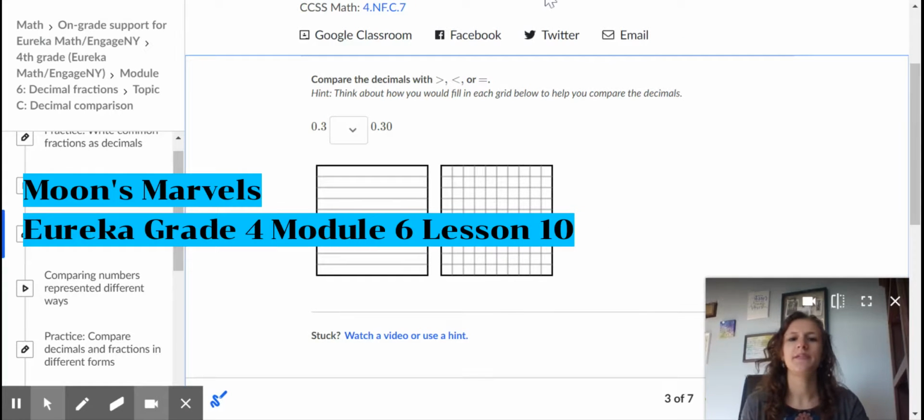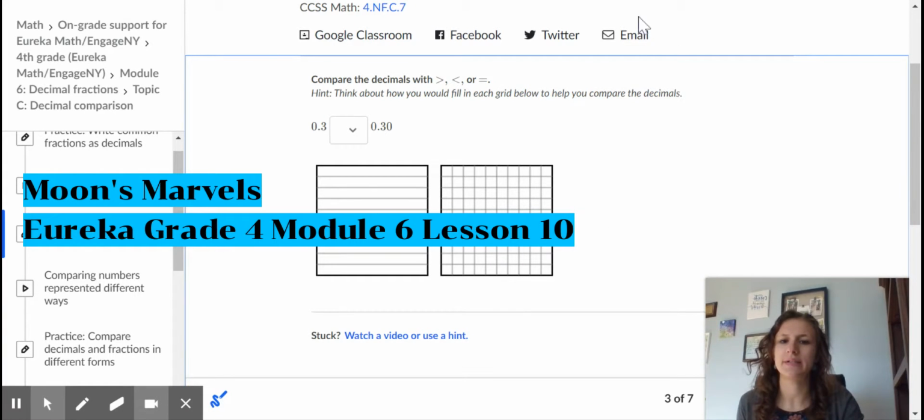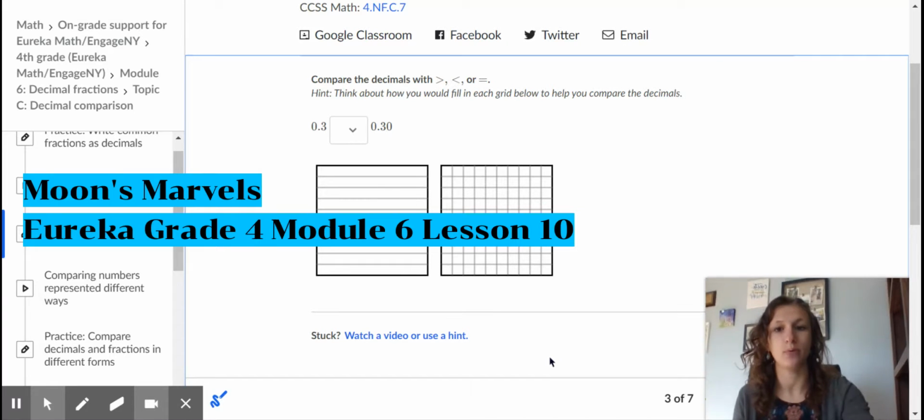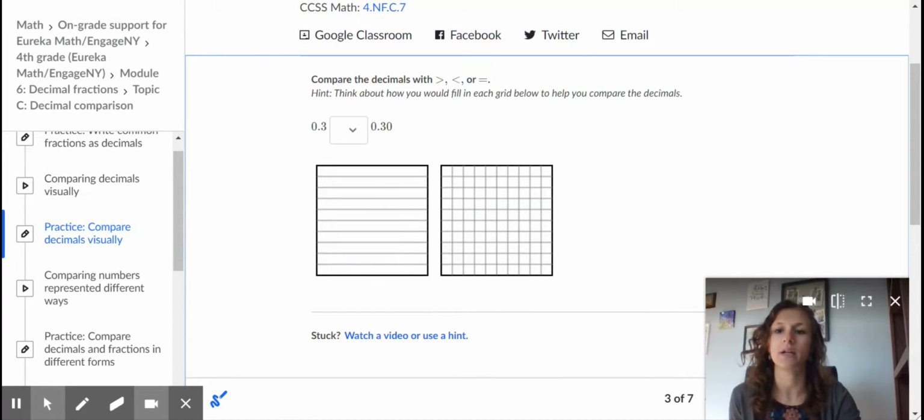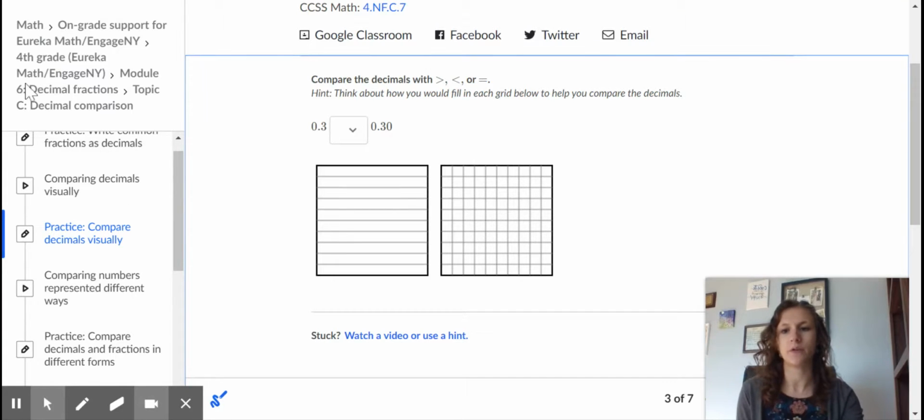Hi everyone. So we are here to go over some practice problems that align to Eureka Grade 4, Module 6, Lesson 10, or specifically what we went over at the community on April 21st. We'll be using Khan Academy to do this. Specifically, we are in their 4th grade Eureka module, Module 6, Topic C, and we're practicing comparing our decimals visually.